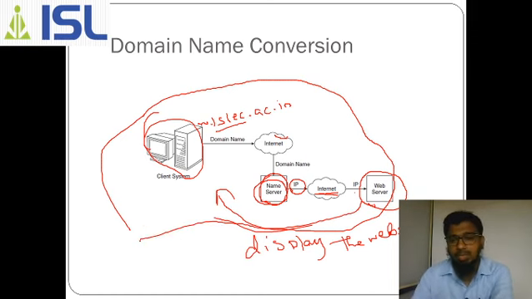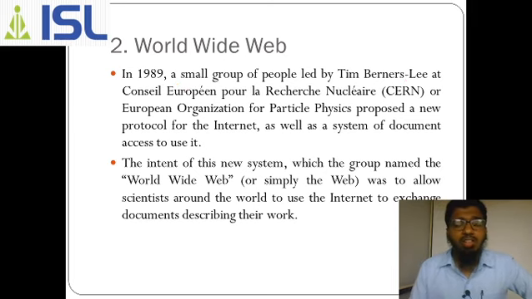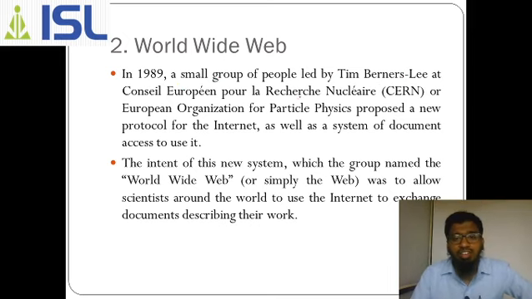Okay, fine. Now the second one is www, the World Wide Web. Before the website we write this www, that is the full form. There is a small history: in 1989 a small group of people led by Tim Berners-Lee at CERN, the European Organization for Nuclear Research, proposed a new protocol for the internet as well as a system of domain access to use it.